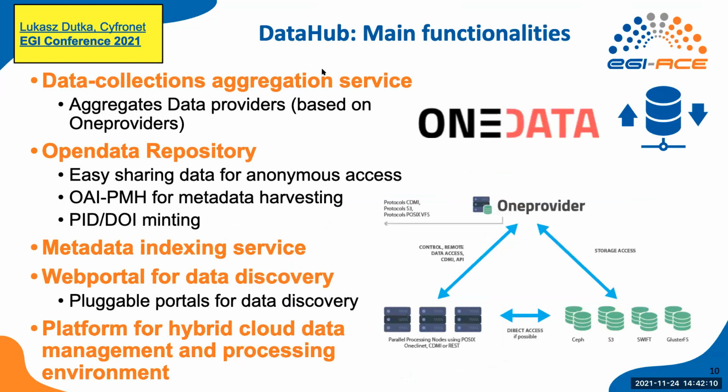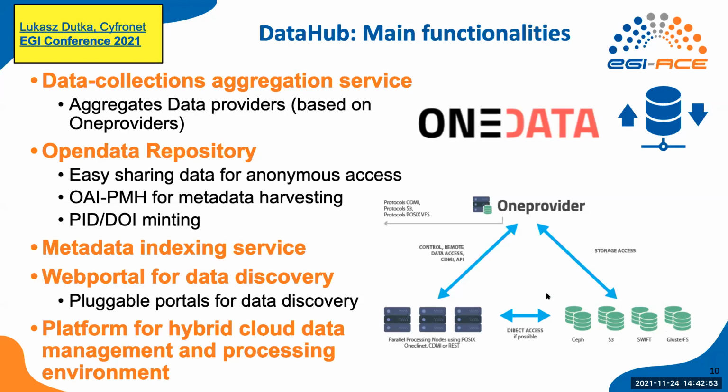The other service that we identified, of course, for the AGI data space services is the Data Hub. I also link here one of the recent presentations that Lukas from Cyfronet delivered at the AGI conference 2021. So it's a data collection and aggregation service because it allows aggregating data coming from different providers based on this one provider component, which is deployed on top of storage resources, which can be, for instance, as I put in the figure here, like S3, Swift, or Gluster.